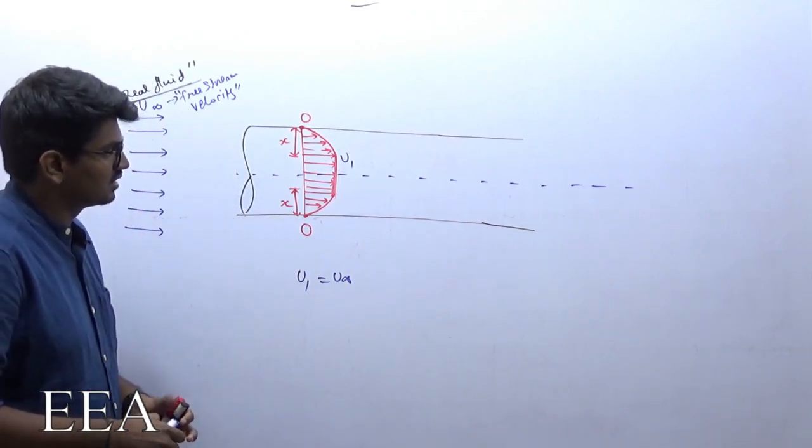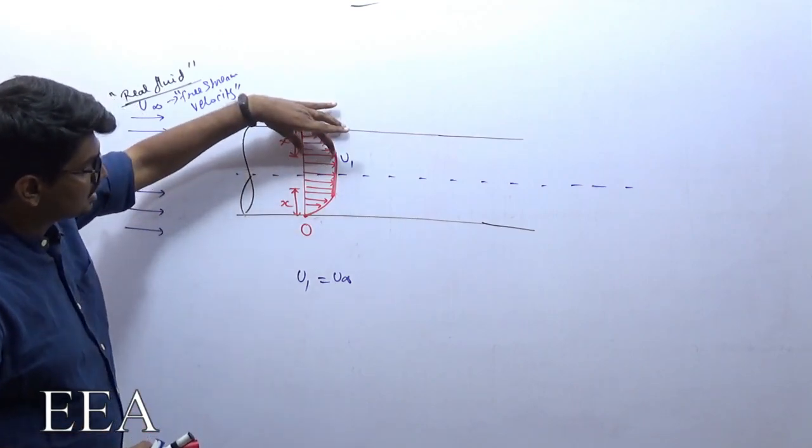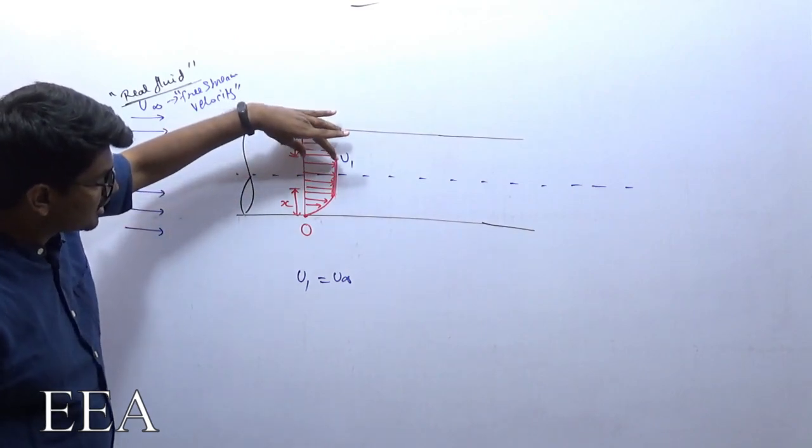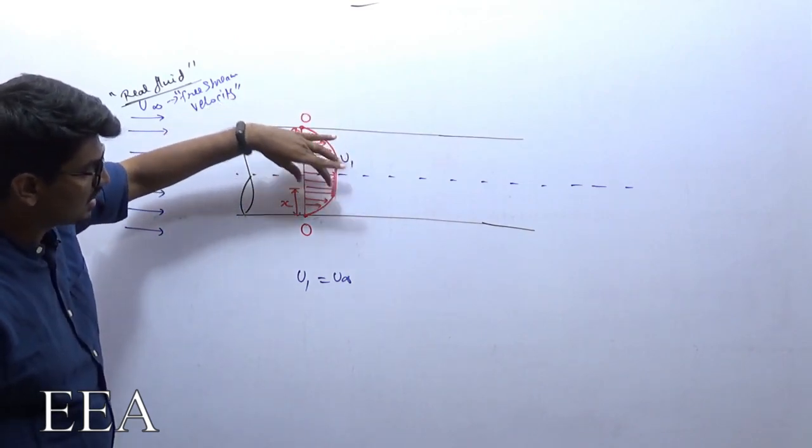So my question is, will u1, that is this constant velocity which it reaches after some distance, be equal to u infinity?